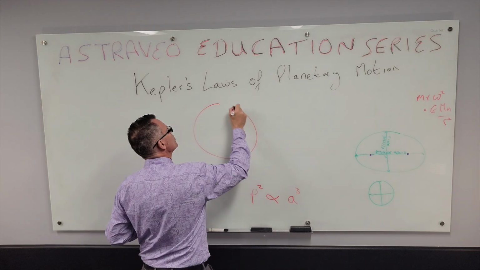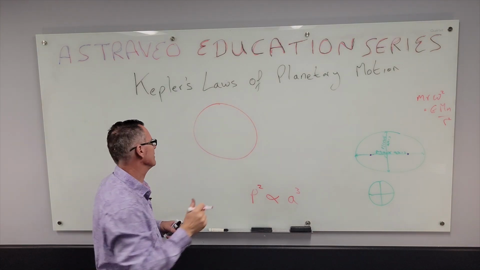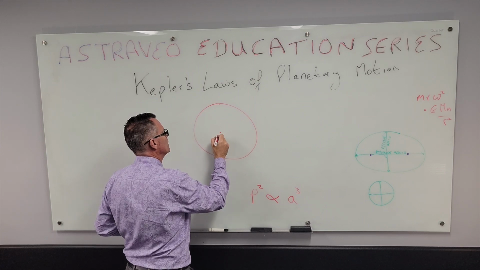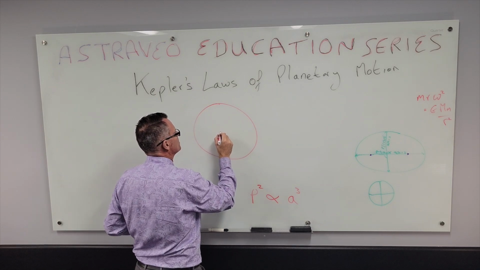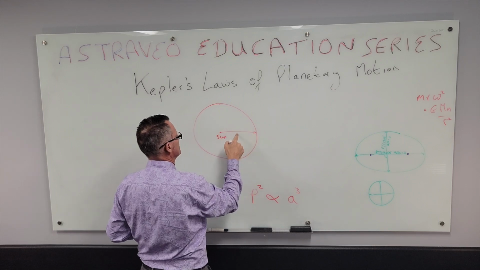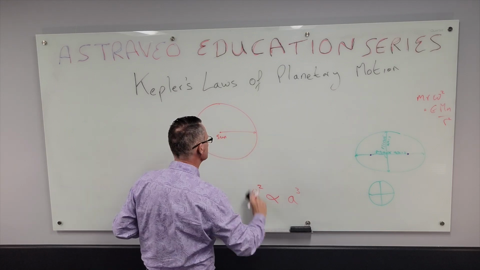I'm going to make this circular just to make it easy. Life's easy with perfect circles. This is the sun. It doesn't matter which planet. It's not a great circle. This is clearly longer than this, so this is not a good circle.